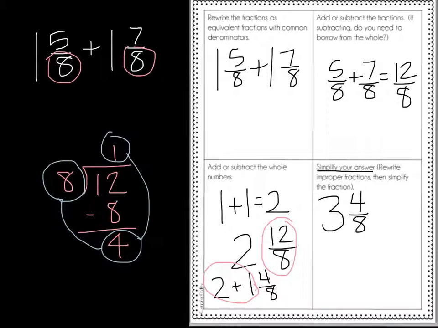Next, I have to see if I need to simplify the fraction. When I see here that I've got 4 and 8, I can tell that this number is a factor of this number. Since that's the case, I already know what my greatest common factor is. My greatest common factor is 4. When I divide 4 by 4, I get 1. 8 divided by 4 is 2. So my final answer is 3 1/2.